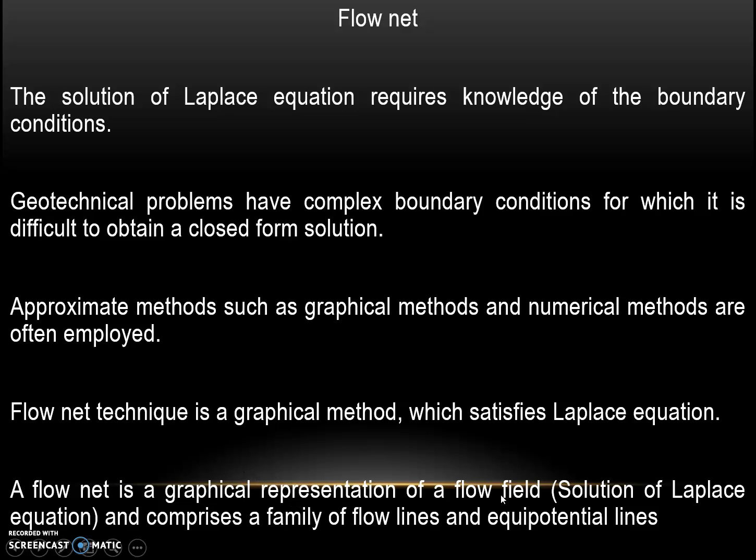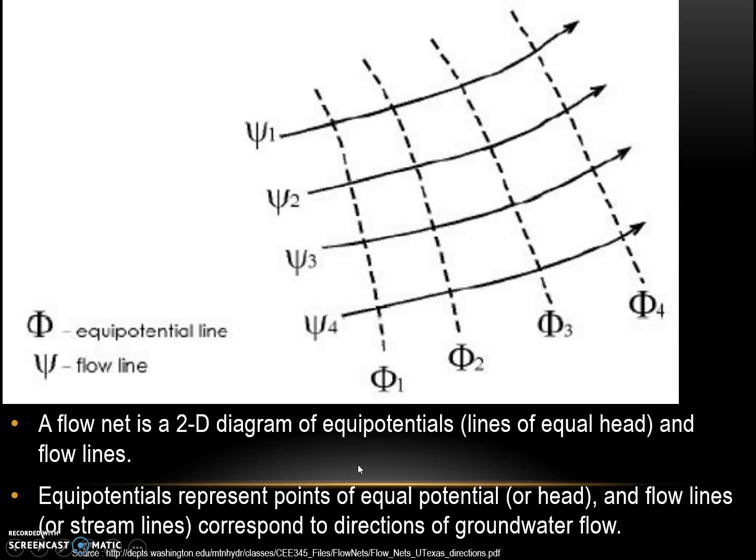Flownet is a graphical representation of a flow field, that is solution of Laplace equation, and it comprises of both flow lines and equipotential lines. Here in this figure we can see the equipotential lines represented by phi and flow lines which are represented by psi. We already have studied about equipotential line and flow line under fluid mechanics. A flownet is a two-dimensional diagram of equipotentials, that is lines of equal head, and flow lines psi.